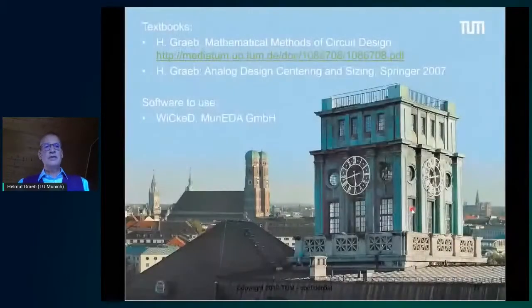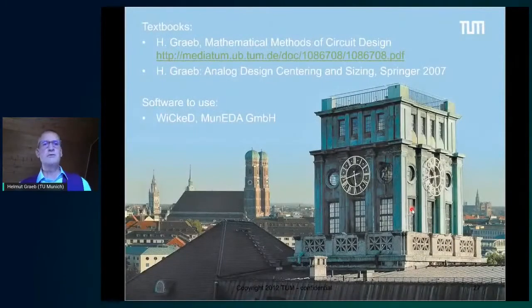And I come to the end of my talk, and just for reading, there is also a textbook on this, which I use for teaching. Of course, there has been this book, and there is software to use. This is the company MunEDA in Munich. And what many people call analog design, they call it the tool WiCkeD. So this is the end of my talk.